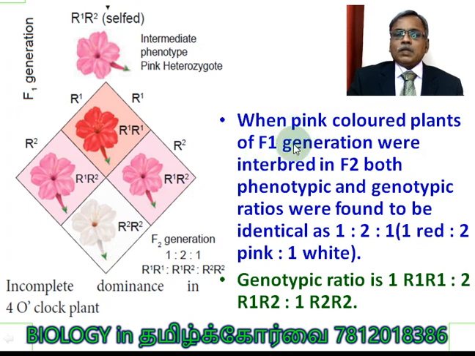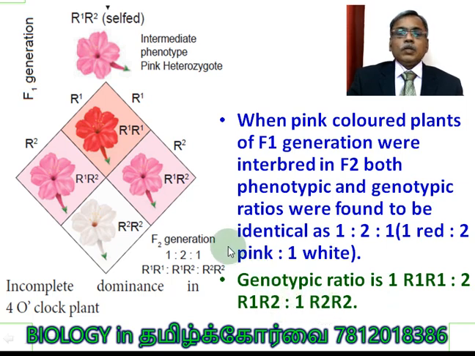When the pink colored plants of the F1 generation were interbred, that means selfed, with respect to the Mendelian experiment, they also followed the same pattern. When the selfing of the F1 plant occurs, in F2 both phenotypic and genotypic ratios were found to be identical. They are 1:2:1, that is 1 red, 2 pink and 1 white. The genotypic ratio is also the same: 1 R1R1, 2 R1R2, 1 R2R2.